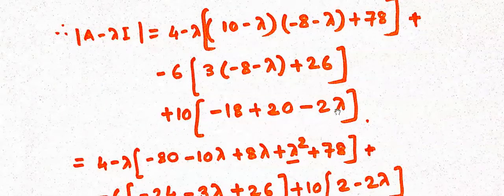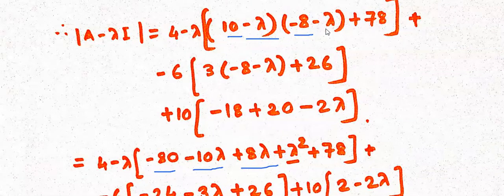So just multiply these two values. How will it be? It will be nothing but 10 into minus 8, that will be minus 80. 10 into minus lambda, minus 10 lambda, minus lambda into minus 8, that is plus 8 lambda, minus lambda into minus lambda, that is nothing but lambda square, and lastly it is 78. So this is how this entire term will be solved, which is nothing but the bracketed term.